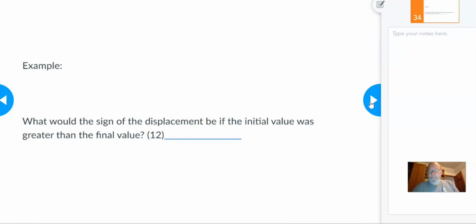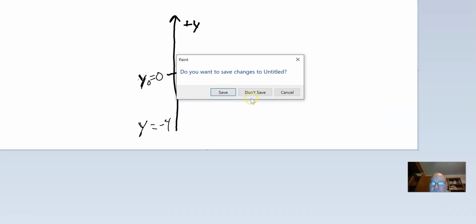So let me show you an example. We'll go back to our drawing screen, and let's just use the example we already have.